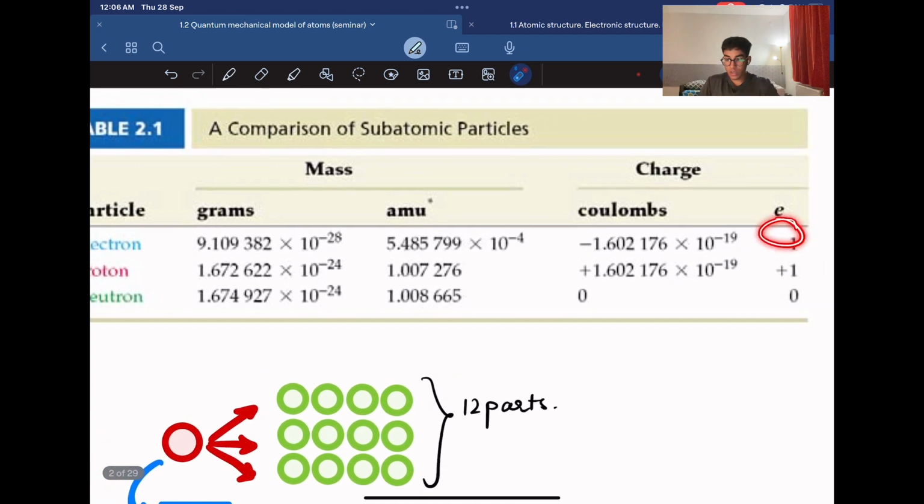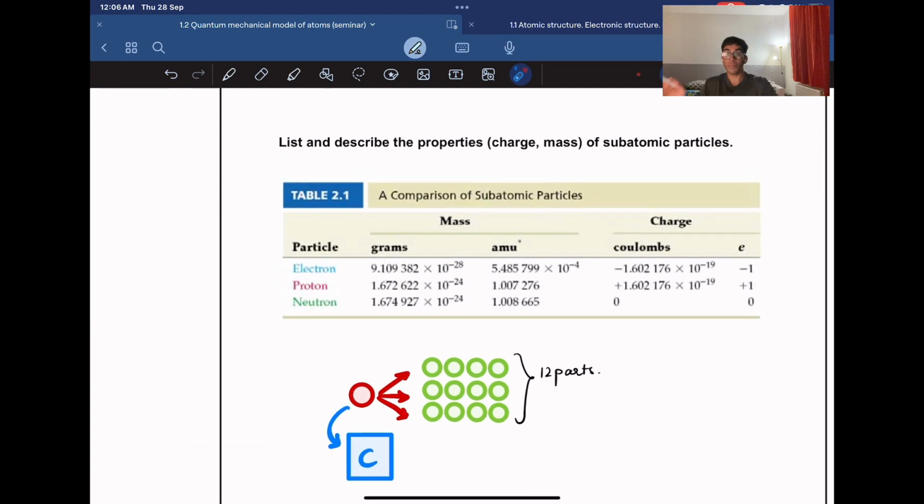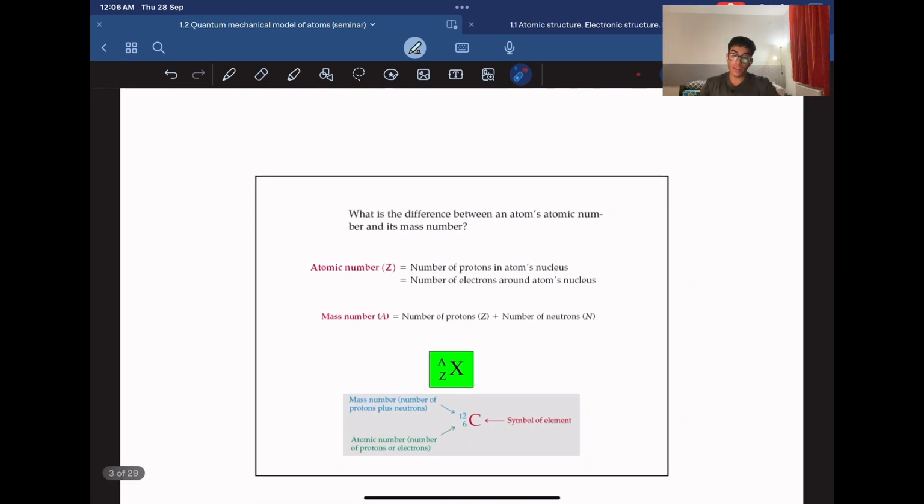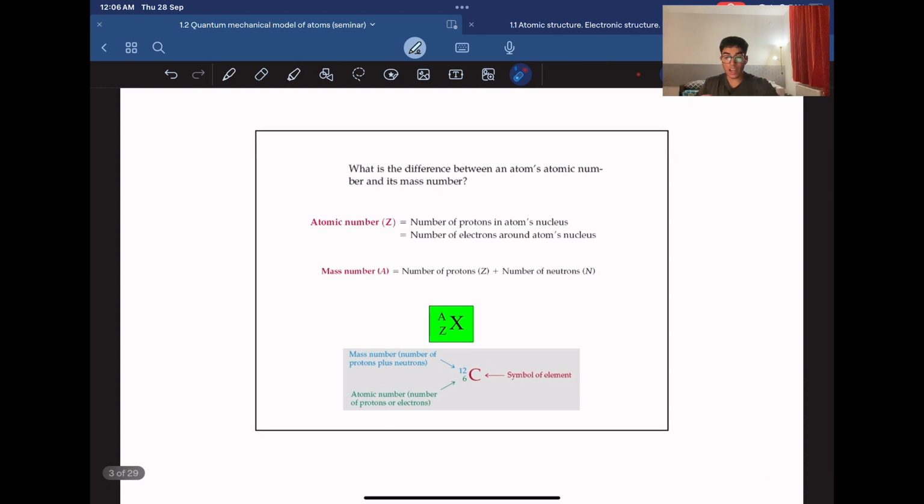For the electron we can just say -1 and +1 for the proton. When we simply want to describe the electrons and protons, we say -1 and +1. But if you want to be really exact, it is -1.6 times 10 raised to minus 19 for electrons and +1.6 times 10 raised to minus 19 for protons. Okay, that's our table. Moving on to the next slide, we have the atomic number and the mass number.